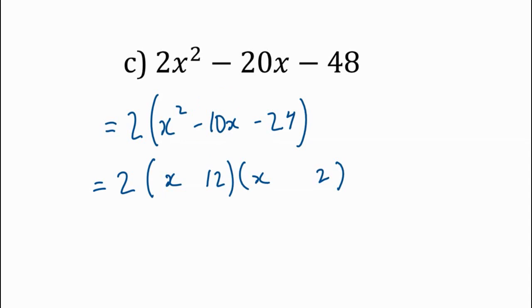And again, I want the 12 to be negative, and the 2 to be positive. So it's negative 12x plus 2x gives me the negative 10x. And negative 12 times positive 2 is negative 24. And x times x is x squared. Okay. Common factor first. Be careful, check your answers, double check, especially when there's some negatives in there.